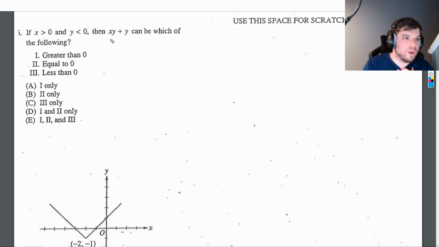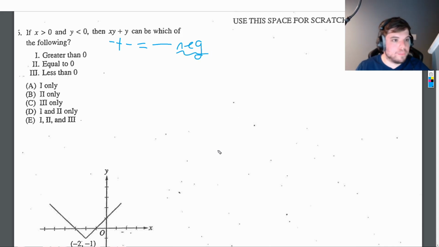Well, if x is positive and y is negative, then xy is negative. Then we are adding y, which is negative. So this is a negative plus a negative. I don't care what x was or what y was. This is going to be a negative plus a negative, which is just a negative. So your final answer has to be negative. So it definitely can't be positive. It's definitely not greater than 0.